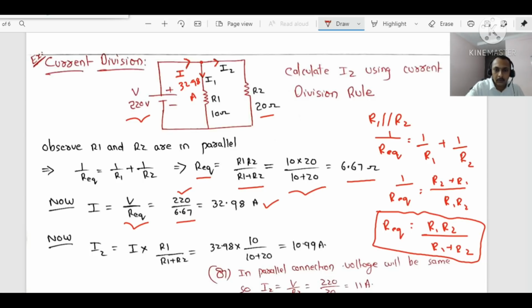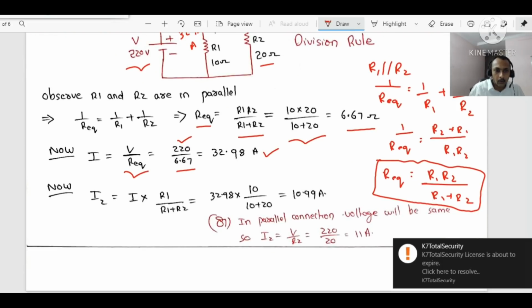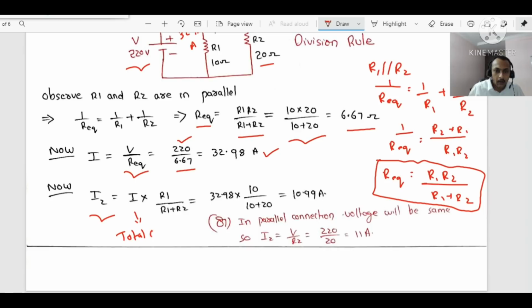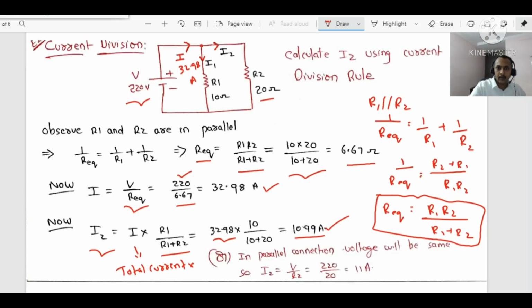I1 will be how much? I2 is how much? Observe, I2 equal to total current into opposite resistance R1 divided by R1 plus R2. Total current just now we have found, 32.98 into 10 divided by 10 plus 20. On substituting and calculating, you will get 10.99 amps. Very, very important. Clear? Right.